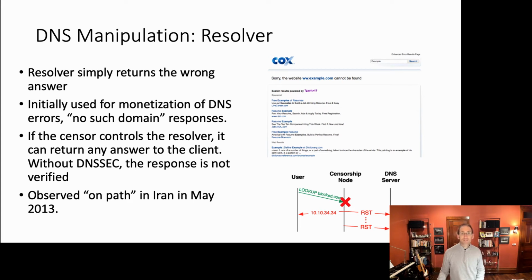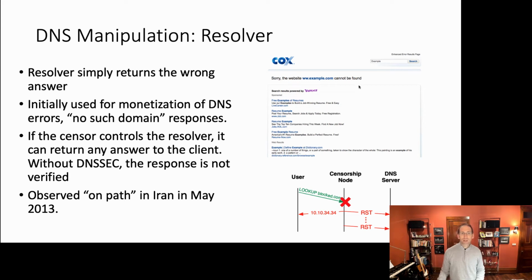Now, if an internet censor controls the DNS resolver, it can return any answer it wants to the client. And without security, or a secure protocol like DNSSEC, which we'll look at in a minute, there's no way for the client to actually verify the response. And so the resolver could really return anything it wanted to the client.